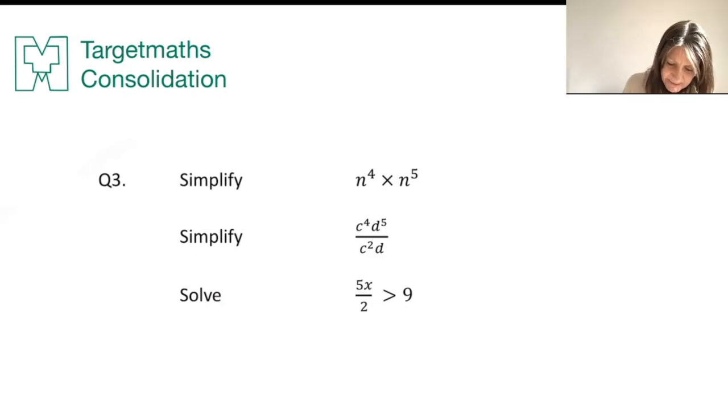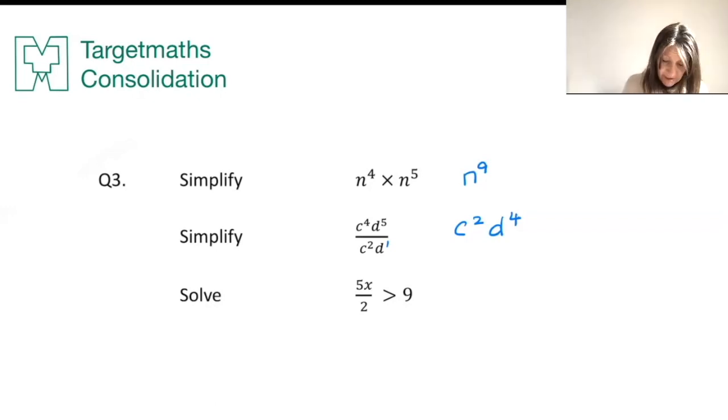Okay, so it's a times question. I therefore add the powers. 4 plus 5 is 9. This is a divide question, so I take the powers. So C, I've got 4 take 2 is 2. And for my D, I've got 5 take 1 is 4. Don't forget your invisible one there.